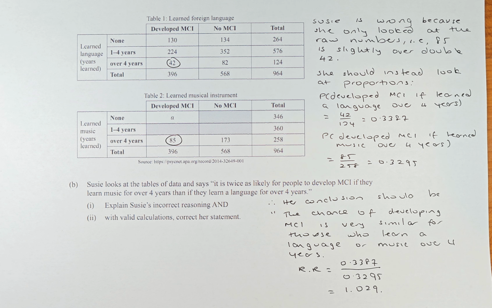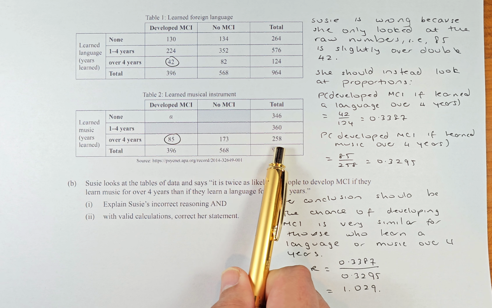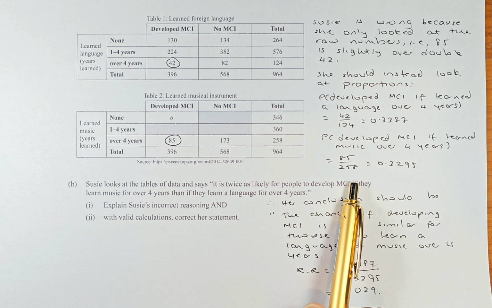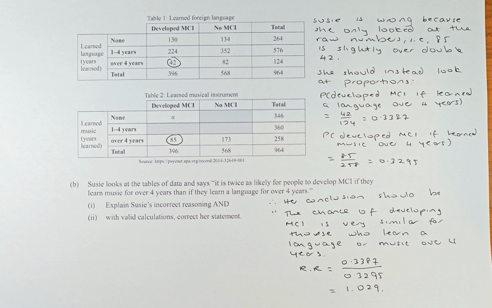However, if a person developed MCI if they learn music over 4 years, music is this table here. So what we're going to do, music is 85 out of 285. And again, we have calculated the probability is 0.3295. So what is the valid calculation? So we can see that the numbers are pretty close, okay?